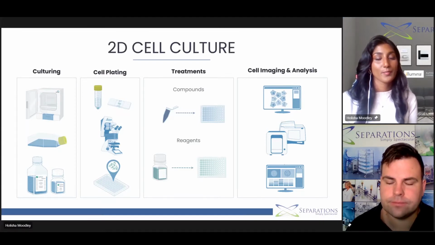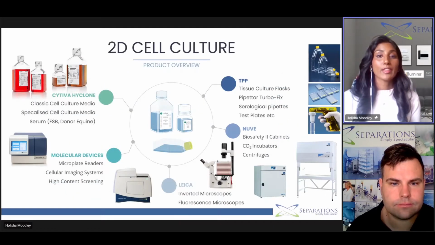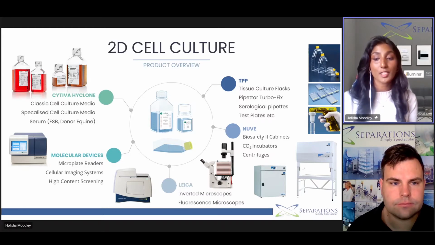Okay, awesome. If we move forward to the next stage, if we look at a product overview of some of the offerings that we have for 2D cell culture, we're able to offer media from Cytiva HyClone. This can be classic media, specialized media, and the serums such as FBS or donor equine serum. We offer all the plasticware that's needed for tissue culture. This can be tissue culture flasks, serological pipettes, or test plates. We're also able to offer biosafety cabinets, CO2 incubators, or centrifuges.